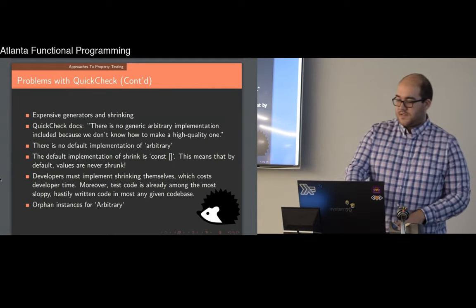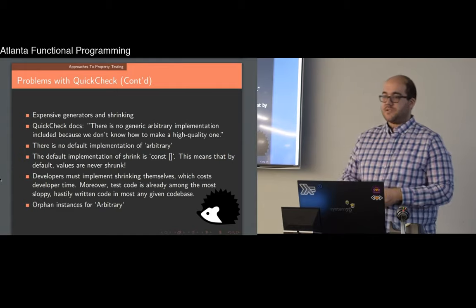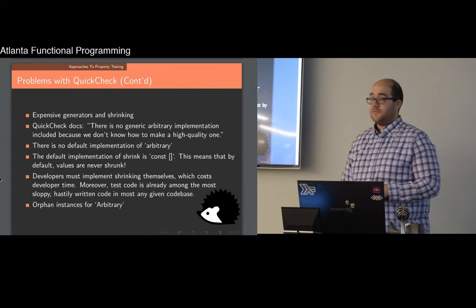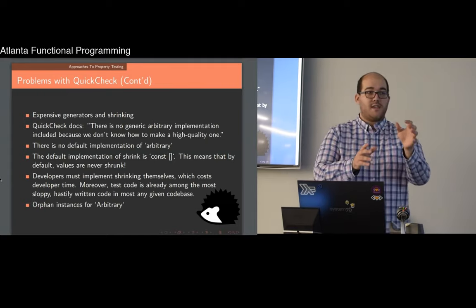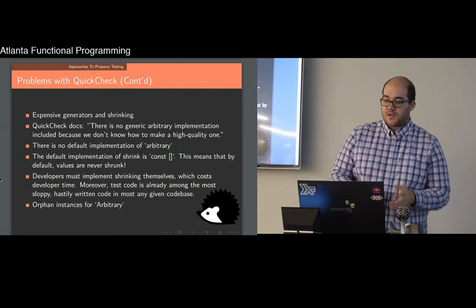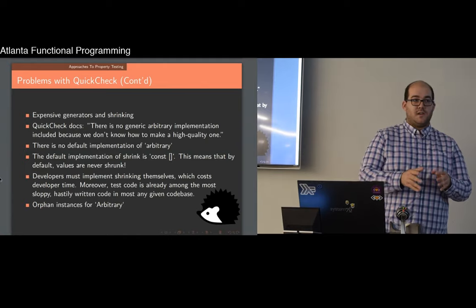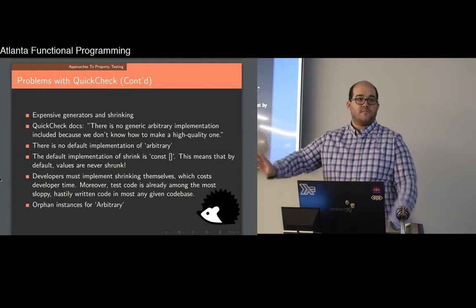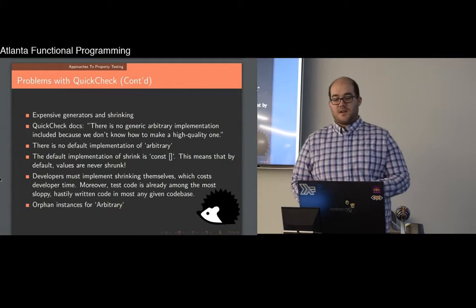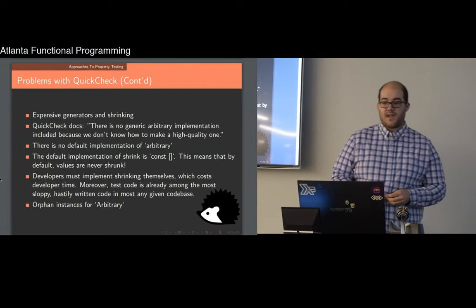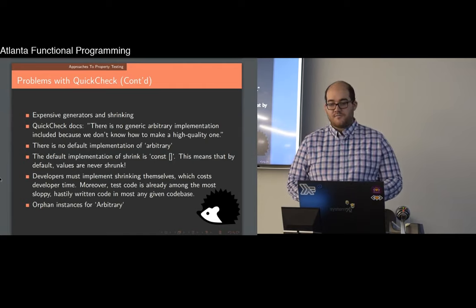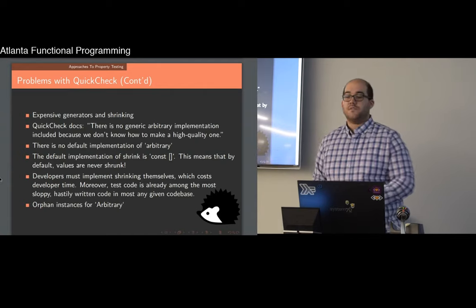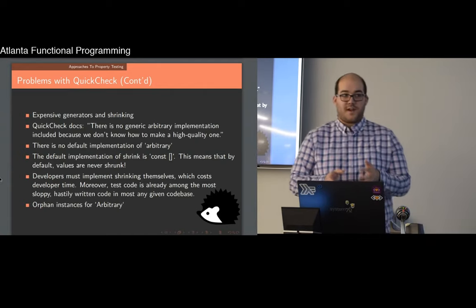And one of the reasons I think shrinking is an even worse example is that the default implementation of shrink is const empty list. Recall that the type signature of shrink takes an A and gives you a list of A's. Const is the combinator that ignores its second argument. So const empty list X will always be the empty list. What that means, and Hedgehog treats an empty list as, do not shrink this value because there are no consecutively shrunk values. So this means that by default values are never shrunk.